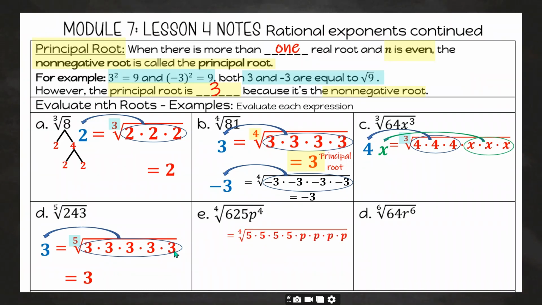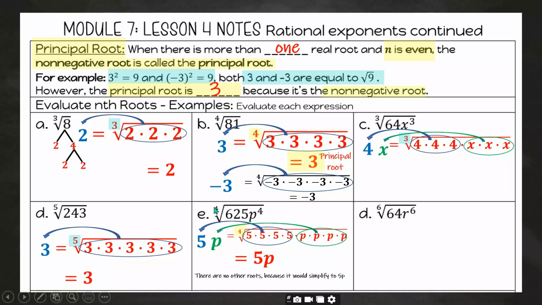And so the fourth root of 625 p to the power of 4. Well, 5 times 5 times 5 times 5 is equal to 625. And p times p times p times p is equal to p to the power of 4. So that simplifies to be 5p. Here I did have an even root of 4, so I do have to label that as my principal root. Oh, wait, I do not, because there are actually 2 factors, so there are no other roots, because it would simplify to 5p, because a negative 5 times a negative p would equal a 5p.